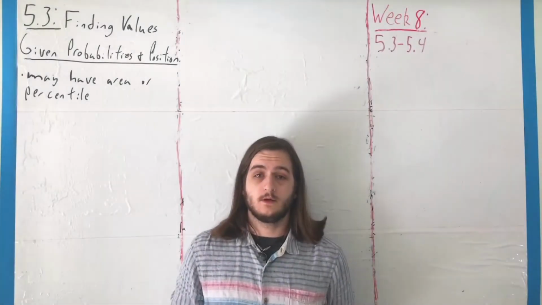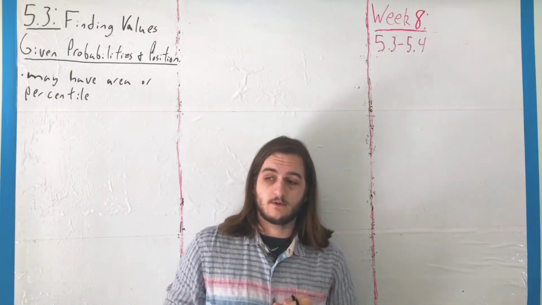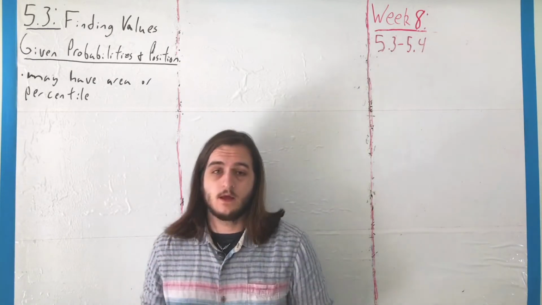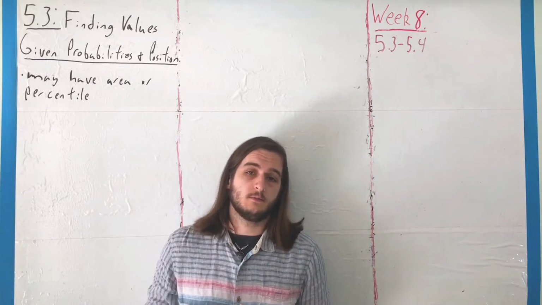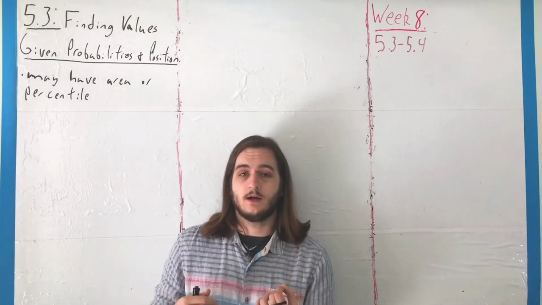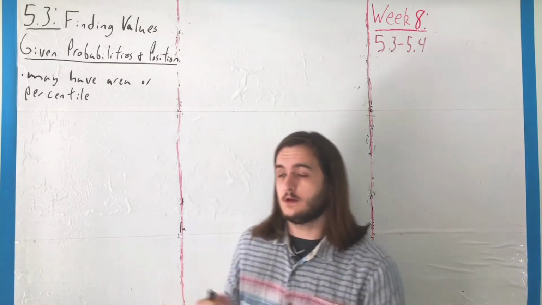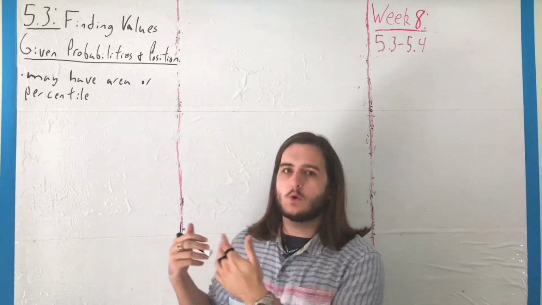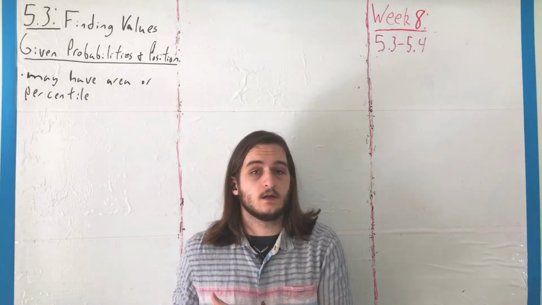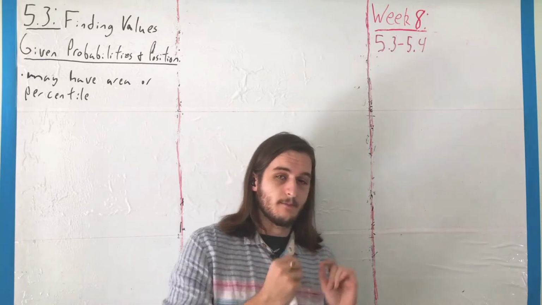So for 5.3, what we're doing is essentially taking the information we've seen in 5.1 and 5.2 and going in the other direction. That is, instead of being given a value or a z-score and asked to find what area or probability gets associated to that, we'll be given areas or probabilities or percentiles and are asked to find the value that would be attached to them.